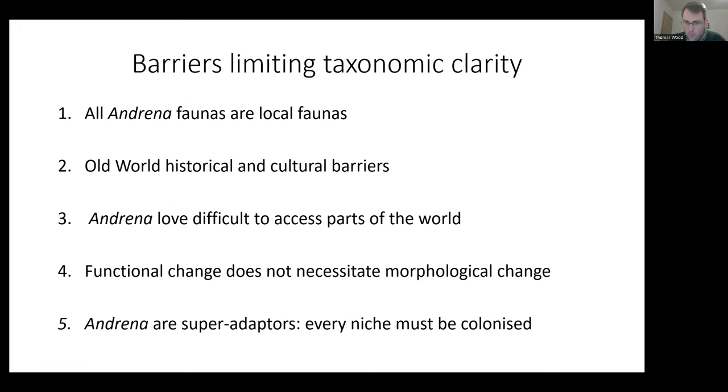So let's talk about these barriers and how they are being overcome, mostly focusing on these 5 points. Andrena faunas, most of them are local faunas. I want to talk a little bit about some of the historical and cultural barriers across the study of bees in the Old World that have limited our ability to have clarity. Talk about how Andrena love difficult to access parts of the world, and how that is hindering our study. I'd like to talk about how functional change does not necessarily imply morphological change, and why that presents problems in Andrena. And then I want to talk a little bit about Andrena's super adapters.